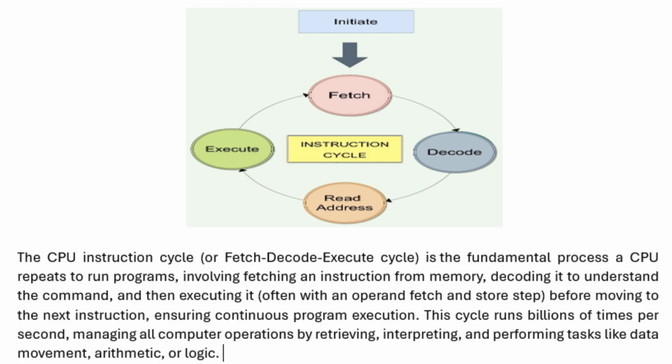Then step 2, decode. The control unit decodes the instruction to understand what action is needed. For example, the CPU understands that it must add the two numbers 4 and 6. Then for step 3, we execute. The ALU executes the instruction. For example, the ALU adds 4 plus 6, which is equal to 10, and it stores the result in a register or memory. Step 4 is store, where the result is stored in memory if needed. For example, the value 10 is saved so it can be used later.